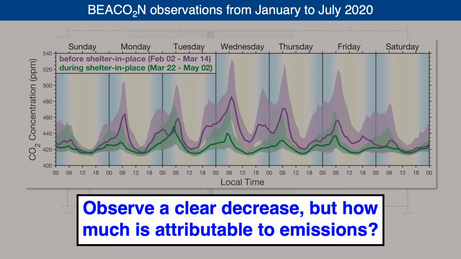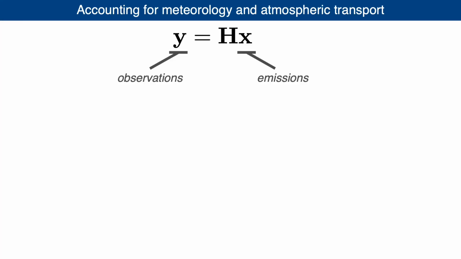So what we're seeing here is a clear decrease in CO2 concentrations. But that still begs the question, how much of this is actually attributable to emissions? And really, we need to account for meteorology and atmospheric transport, because there could be differences that are driving some of those differences in the observed CO2 concentrations.